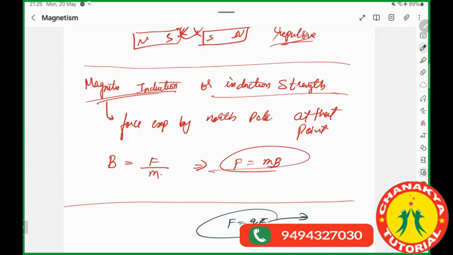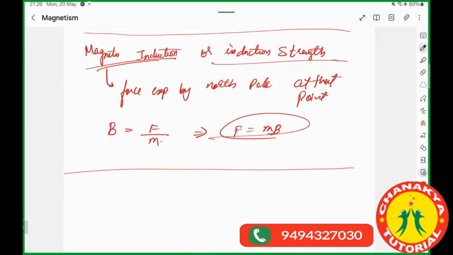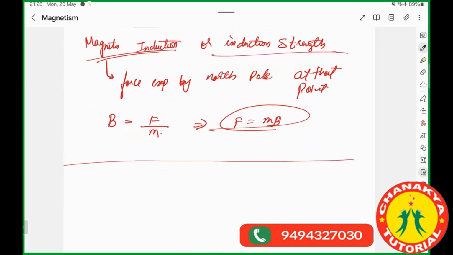Your voice is robotic. I don't know, but E was electric field. If you say electric field, then it's right. I didn't hear because your voice became robotic. There's a power cut, so yeah. Okay, no problem.